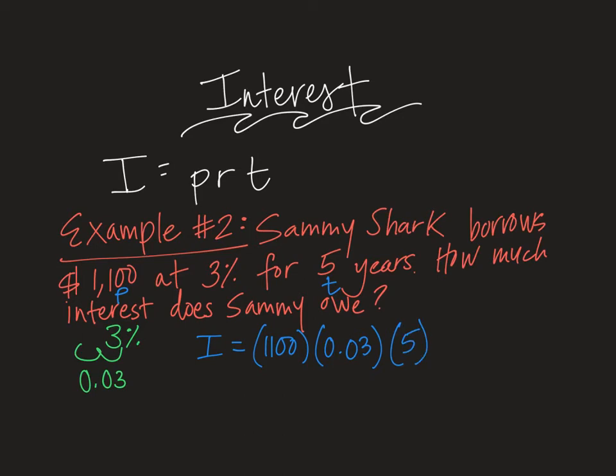So now let's go ahead and put this in our calculator. Once you plug that in your calculator, you'll see that the interest is $165. So that means, like, in order to borrow money from something or someone, you do have to pay an extra amount of money because you're borrowing it, because you don't have it readily available. Okay, so let's do one more example.